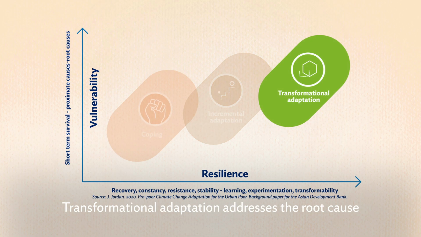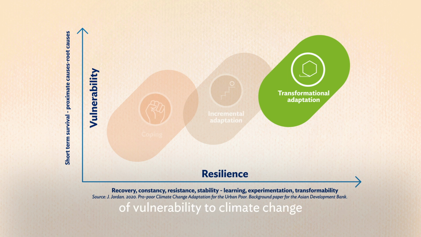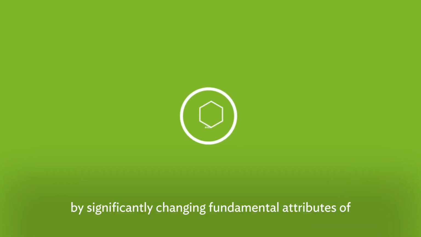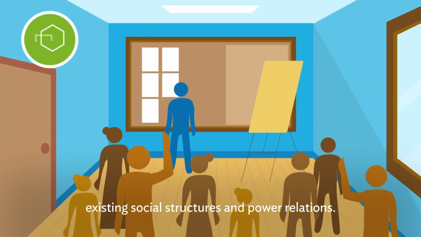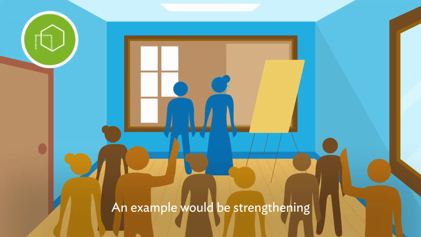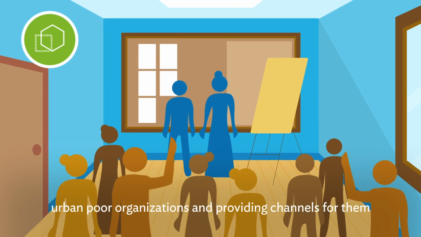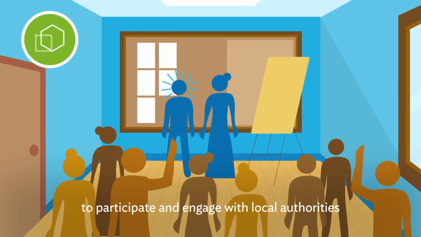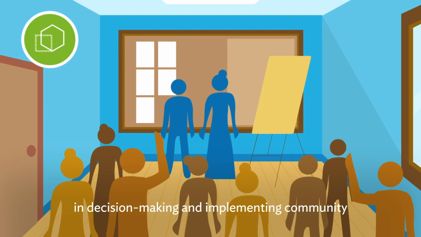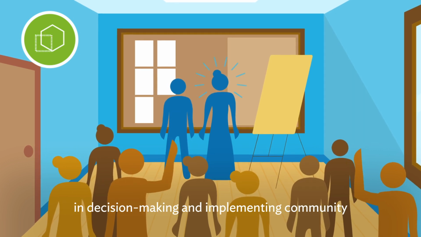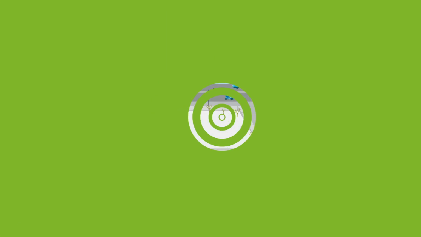Transformational adaptation addresses the root cause of vulnerability to climate change by significantly changing fundamental attributes of existing social structures and power relations. An example would be strengthening urban poor organizations and providing channels for them to participate and engage with local authorities in decision-making and implementing community upgrading programs.